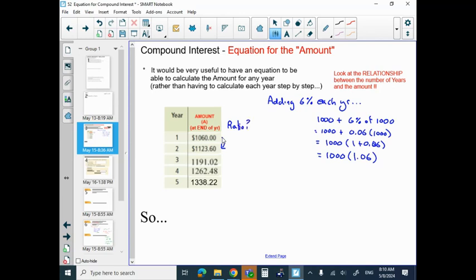So if we look at the ratio here, if we did 1,123.60 divided by the 1,060, and in fact, you could think about, we started with 1,000, right? So this is at the end of year one, at the end of year two. So the 0 is your starting.